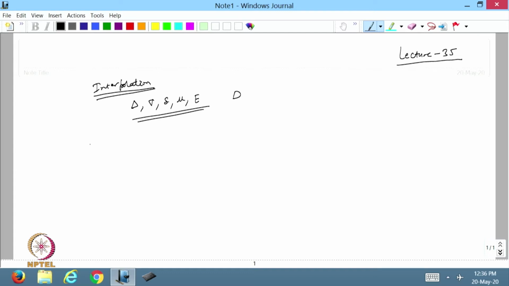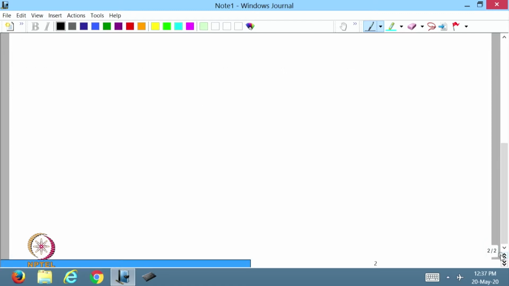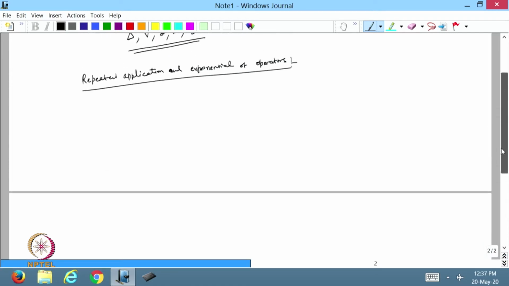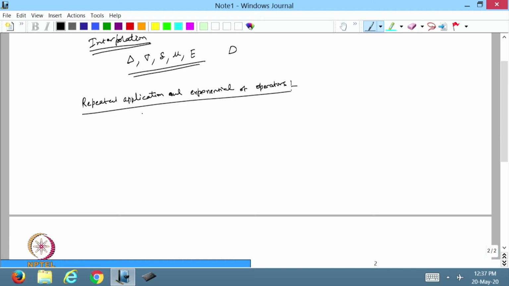Now, we can use this. I want to discuss the repeated application and exponential of operators. So what is the meaning of repeated applications?